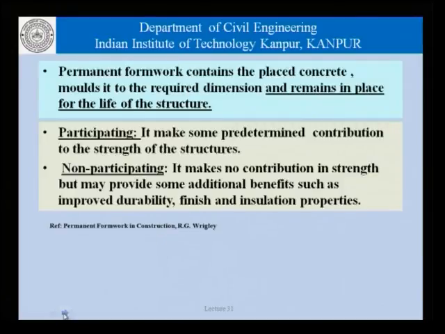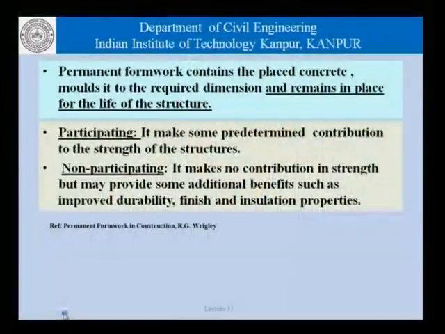Temporary formwork is the normal formwork which is removed after the concrete has achieved sufficient strength. Permanent formwork, on the other hand, contains the placed concrete, molds it to the required dimension and remains in place for the life of the structure. That is, this formwork is not removed after the concrete has been cast, it becomes part of the concrete member itself.